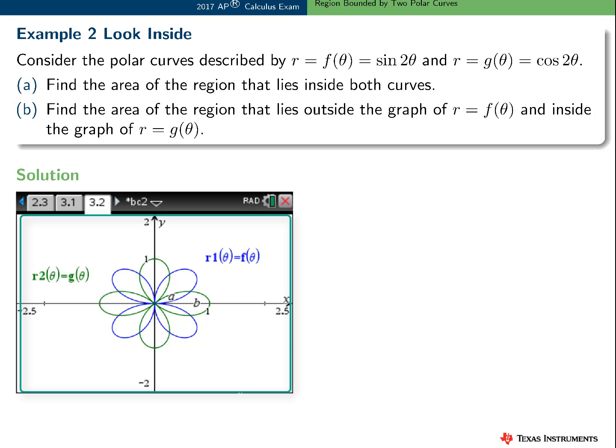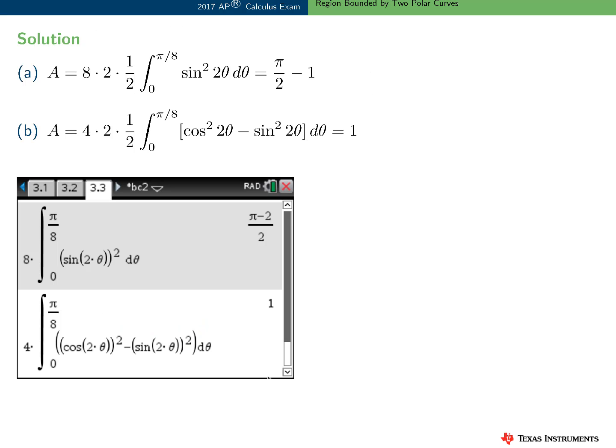Well, here's a graph of both polar curves. The region A here represents one of the 8 subregions that lie inside both curves. And the region B represents one of the 4 subregions outside the graph of f and inside the graph of g. I'll leave it to you to check that these graphs intersect in the first quadrant when theta is equal to pi over 8.